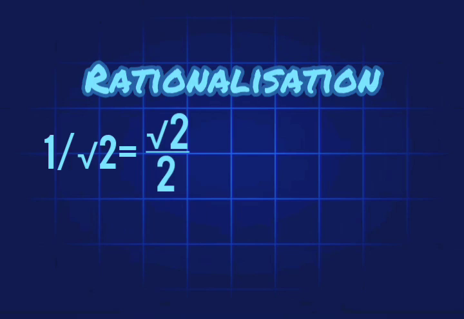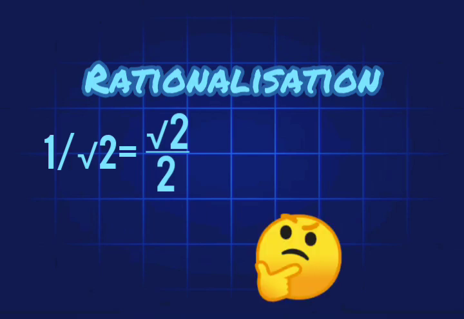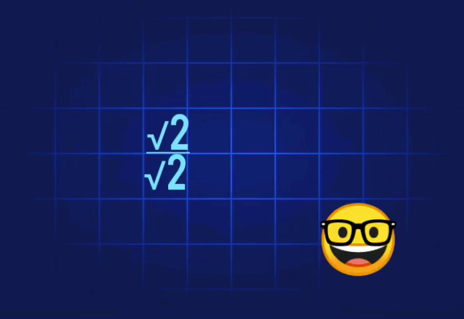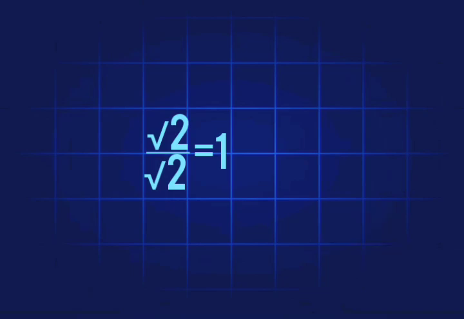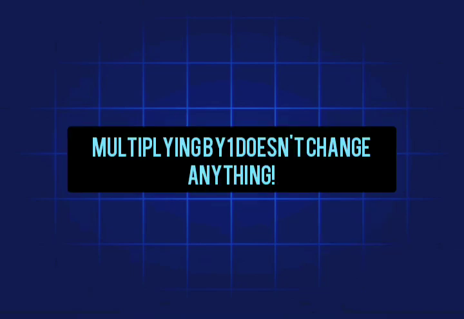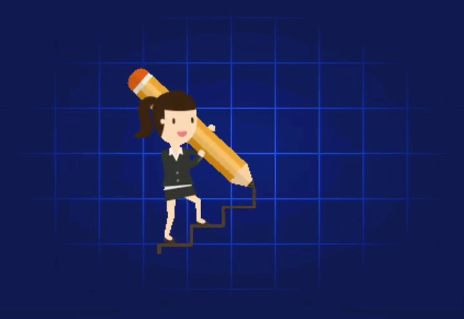But why are we allowed to multiply by the square root of 2 on both top and bottom? Because we are effectively multiplying by 1. The square root of 2 divided by the square root of 2 is 1. Multiplying an expression by 1 doesn't change its value. Now, let's take things a step further.